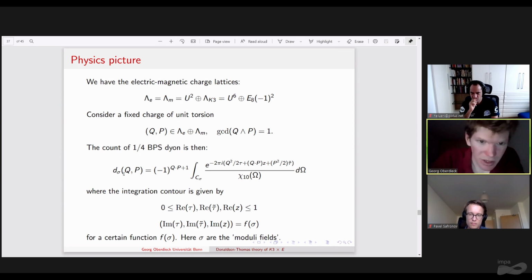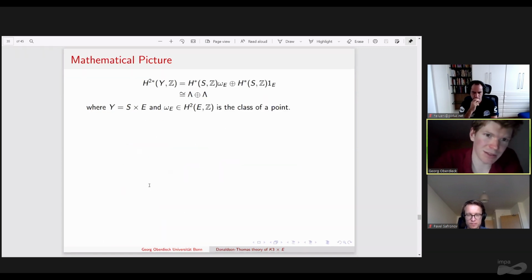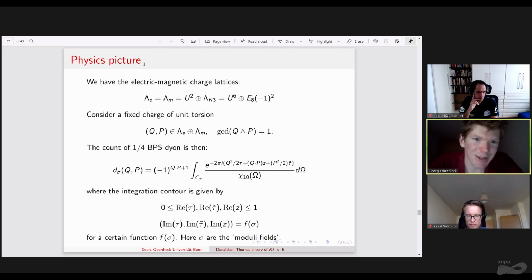And so when I learned about this, it was somehow clear that if this quarter BPS line should count some sort of sheaves on this K3 times elliptic curve, then this wall crossing behavior that is observed here should come from wall crossing of the DT invariants under change of stability condition on the mathematics side. So let me try to explain this. So what's the mathematical picture of the story I explained here?